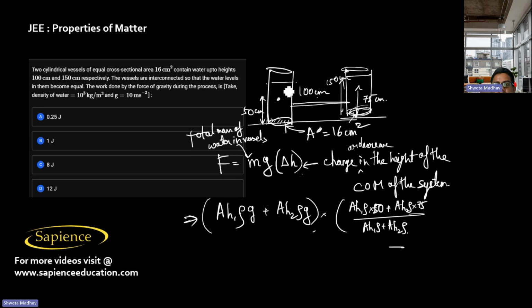When it will flow, then what will happen? The volume will remain same. So it means I can say the height will become same only. So I can say V is A into H, which is 2AH, that is equal to AH1 plus AH2.